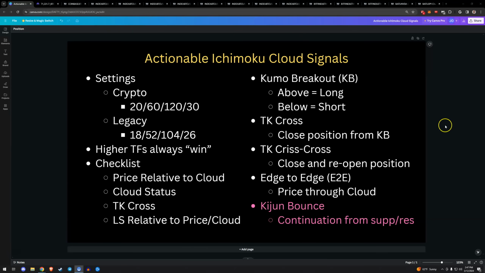So we talked about Kumo breakouts, we talked about TK crisscross, and edge-to-edge trades. In this video I want to cover something we honestly haven't seen in a couple of years, which is a Kijun bounce, specifically on a daily chart, which is where most of the meat on the bone is. The Kijun itself, the red line, which I'll show in a second, is the mean reversion level, the 50% level of a previous range.